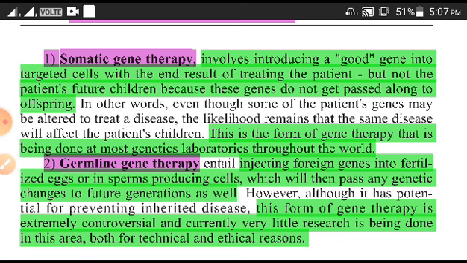This form of gene therapy is extremely controversial, and currently very little research is being done in this area, both for technical and ethical reasons. Now you can understand there are a lot of ethical reasons behind this if you want to carry it out. So these are the two different types of gene therapy.